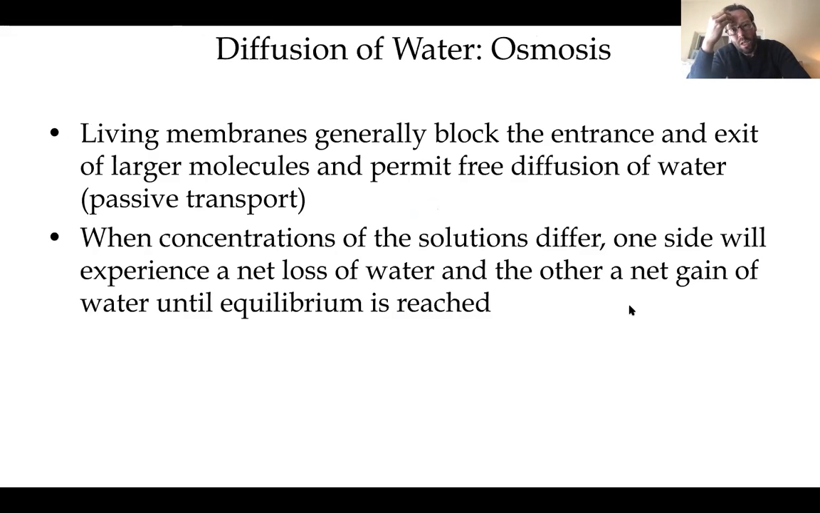Osmosis is when we have these membranes of the cell and they don't let certain things get in. But they do allow diffusion of water. And again, that's passive, okay? But when the concentrations of these larger molecules are different on one side of the cell versus the other, there will be a movement of water in a certain direction until equilibrium is achieved.